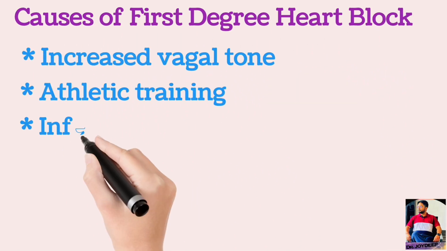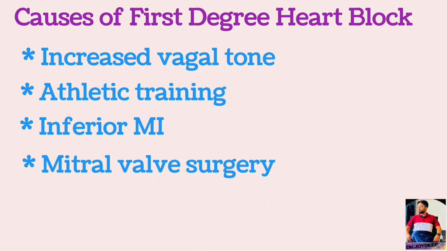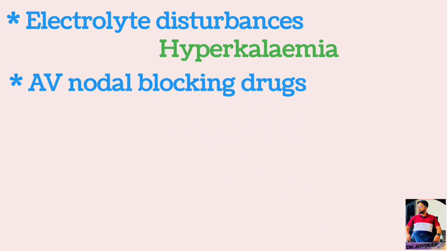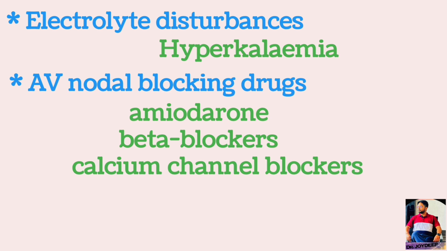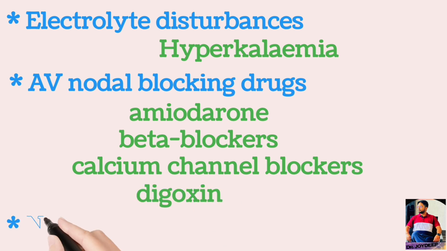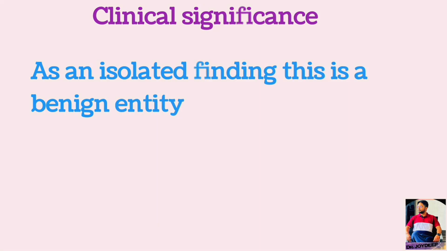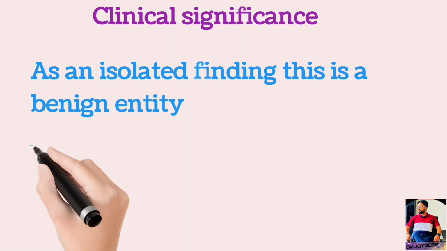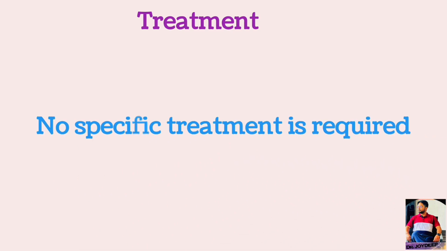The causes of first degree heart block are increased vagal tone, athletic training, inferior MI, mitral valve surgery, myocarditis, electrolyte imbalance like hyperkalemia, and AV nodal blocking drugs. The mnemonic is ABCD: amiodarone, beta blocker, calcium channel blocker and digoxin. It may also be seen as a normal variant. Clinical significance: as an isolated finding, this is a benign entity that does not cause hemodynamic instability.